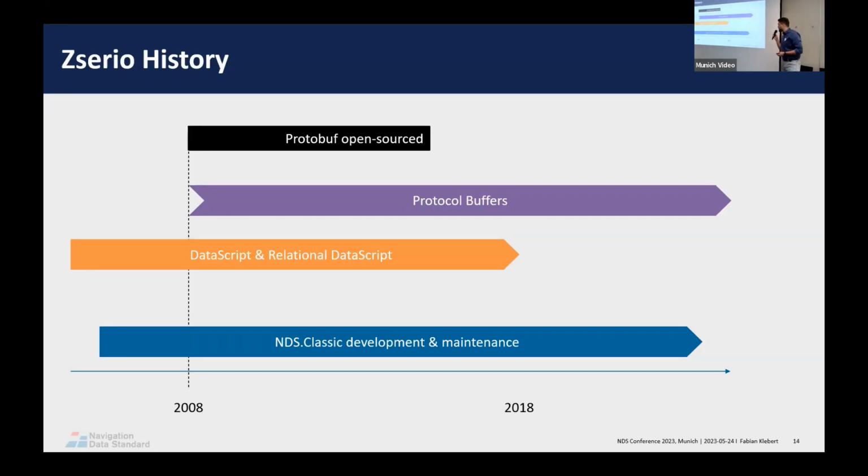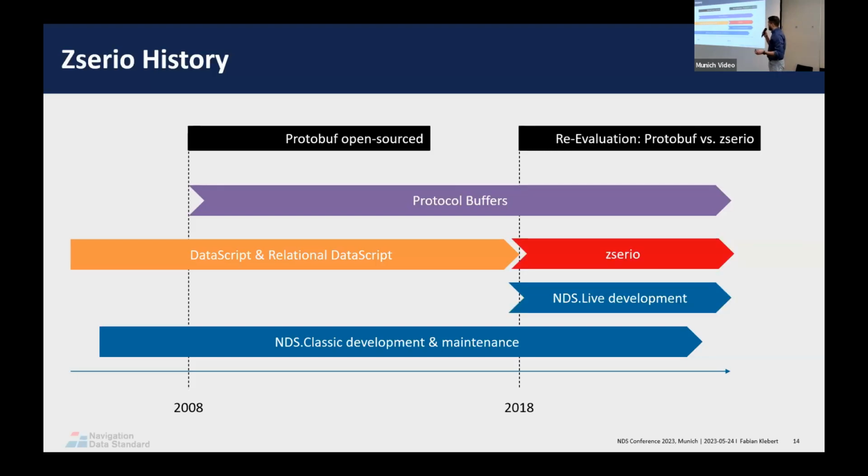And the solution was DataScript, and we enhanced it to what is called Relational DataScript, short RDS. So you will still find this in the Git repositories in NDS, for instance. In 2018, we did a re-evaluation, because that was the point when we started NDS Live. We said, okay, NDS Live would now be the chance to see, shouldn't we do it in Protobuf now, maybe? Or is RDS DataScript actually better? So we did make a re-evaluation. Some of the numbers that I'm showing today are from what we have today, but back then they were similar. So there were reasons to decide to stay with DataScript.